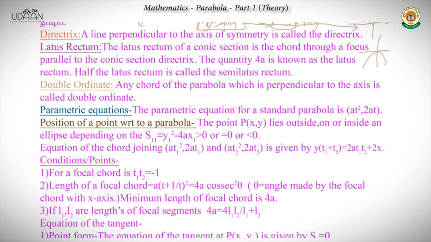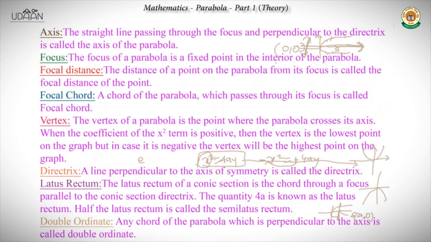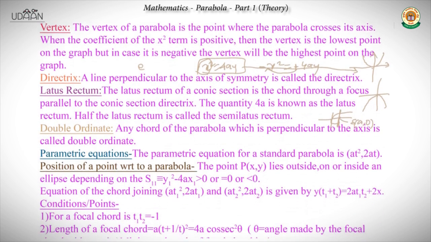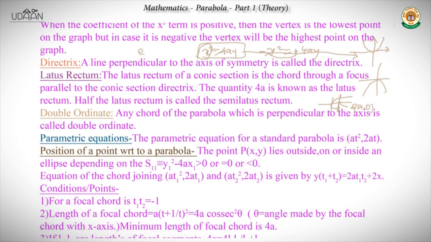Next, latus rectum. The latus rectum of a conic section is the chord through a focus but parallel to the conic section's directrix. In this manner, it passes through the focus. We have to know that the focus in a parabola is denoted by (a, 0). Here we forgot to tell what it is: it is (a, 0) in standard form. Now for the latus rectum, the line, when we solve, is x equals a.